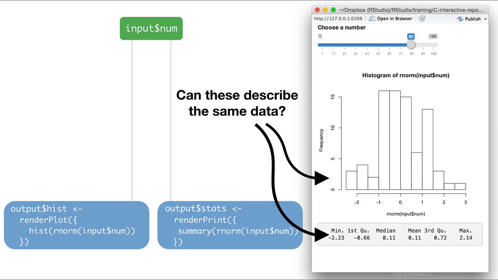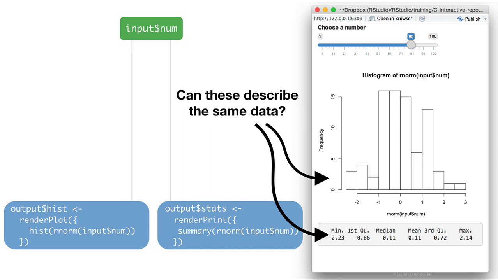Now, one thing about this arrangement is we're calling rnorm(input$num) twice, once for each object, which means each object is generating its own data set to describe. The histogram is describing one data set, and then the summary statistics at the bottom are describing a second data set. That's not generally the sort of behavior we'd want in this sort of app. What we'd like is to make sure that both output objects describe the same data set, which is something we could do.